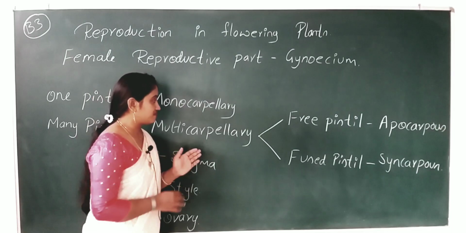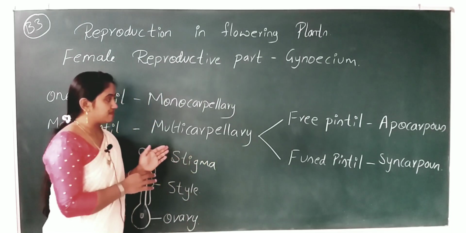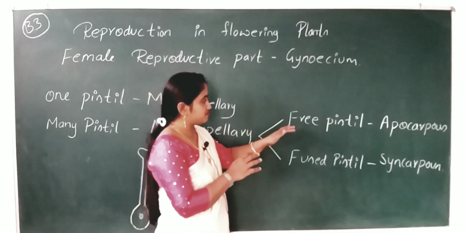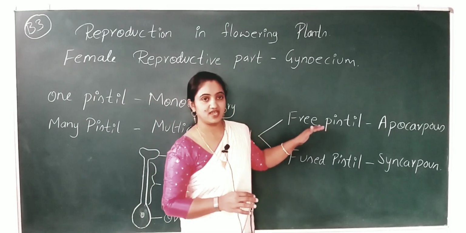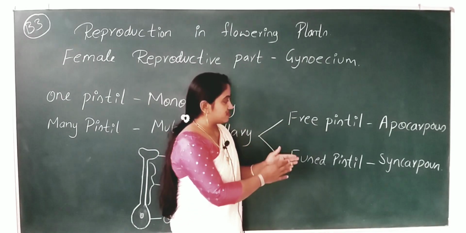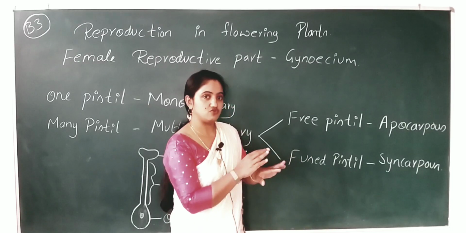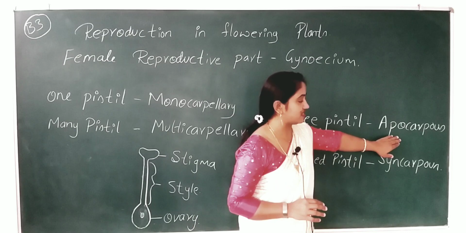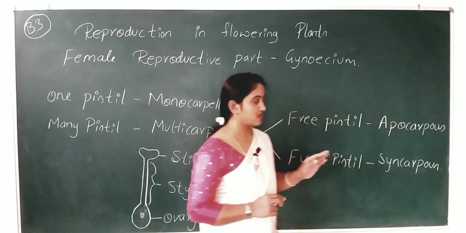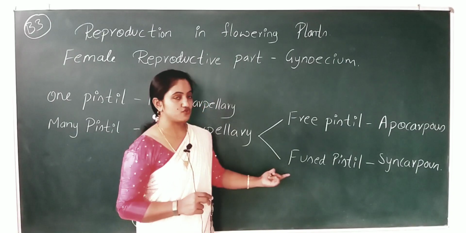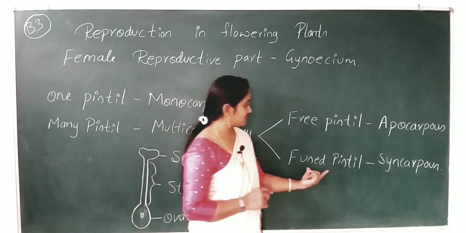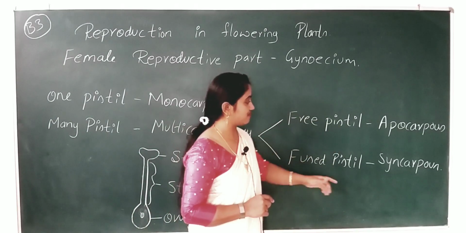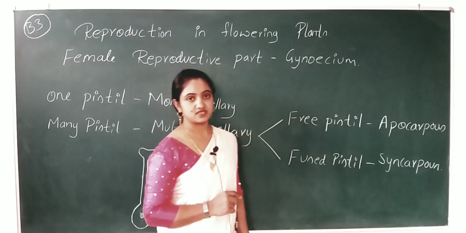In a multicarpellary gynoecium, if the pistils are free in nature, meaning one pistil is not fused with another, that type is known as apocarpous. If the pistils are fused, that type of gynoecium is known as syncarpous.